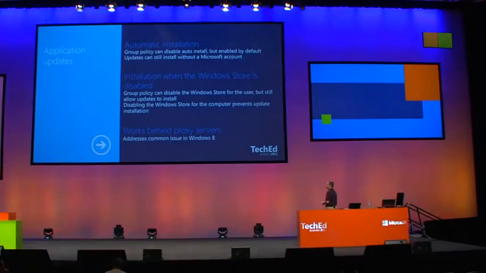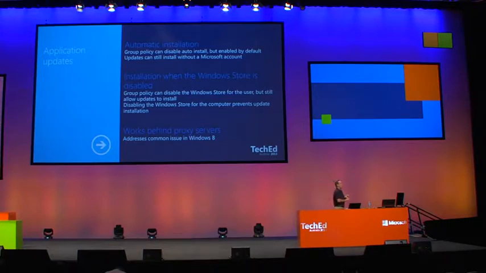So in Windows 8.1, that's been automated. Updates will now automatically download and automatically install. There are policies where you can turn that off if you want, but we would encourage you to leave that on because it's one less task the users have to worry about. When a new version of an app comes out, it automatically downloads and installs.